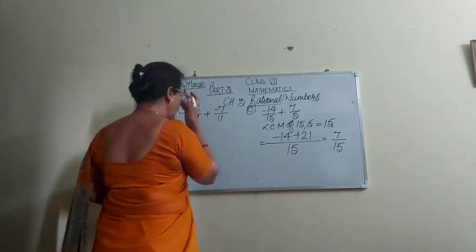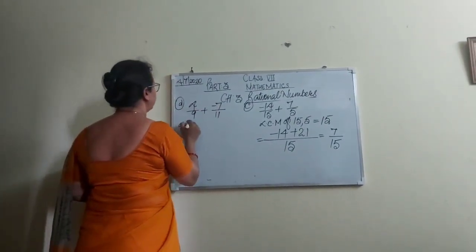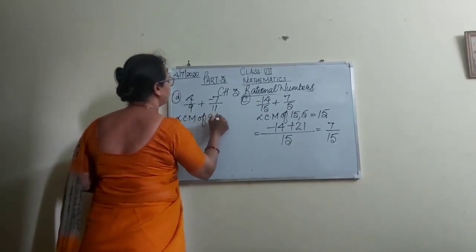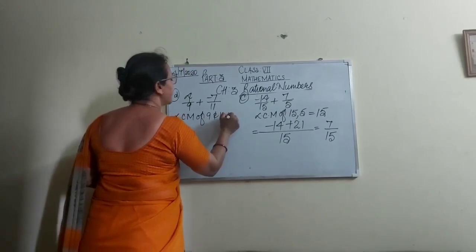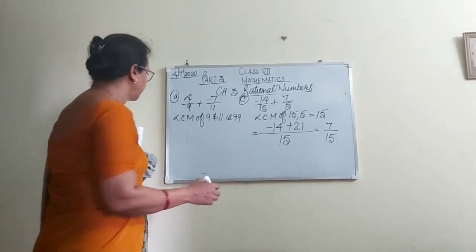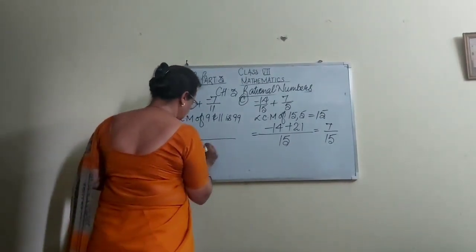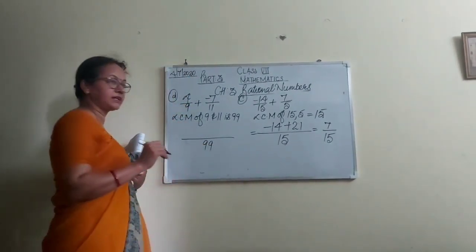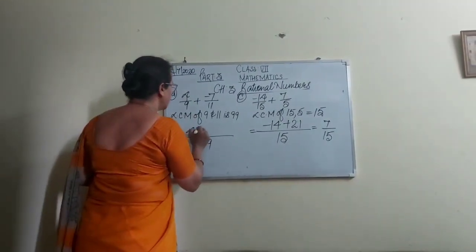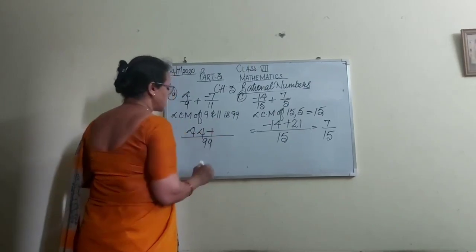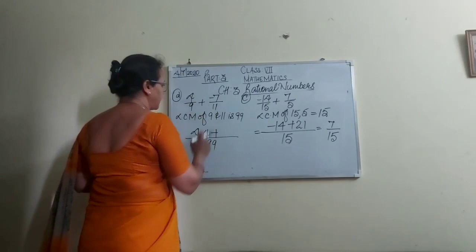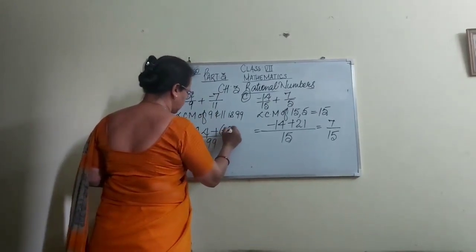Minus 7 by 11. The LCM of 9 and 11 is 99. Both the numbers never lie in the same table, so the product of both numbers is the LCM. This is 99. 99 divided by 9 is 11. 11 multiplied by 4 is 44. Plus, 99 divided by 11 is 9. 9 multiplied by minus 7 is minus 63.